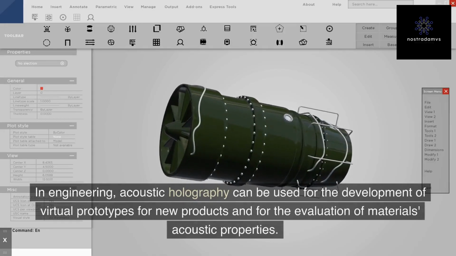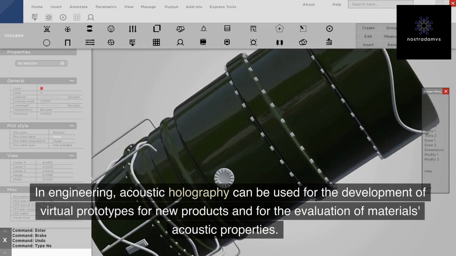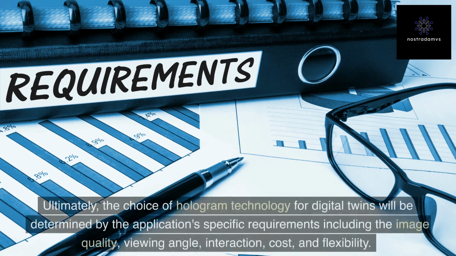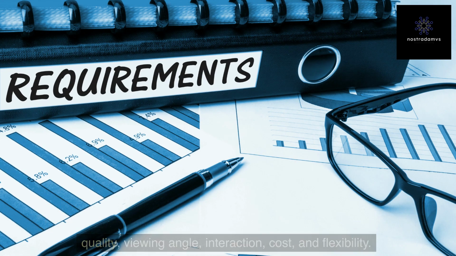In engineering, acoustic holography can be used for the development of virtual prototypes for new products and for the evaluation of materials' acoustic properties. Ultimately, the choice of hologram technology for digital twins will be determined by the application's specific requirements, including the image quality, viewing angle, interaction, cost, and flexibility.